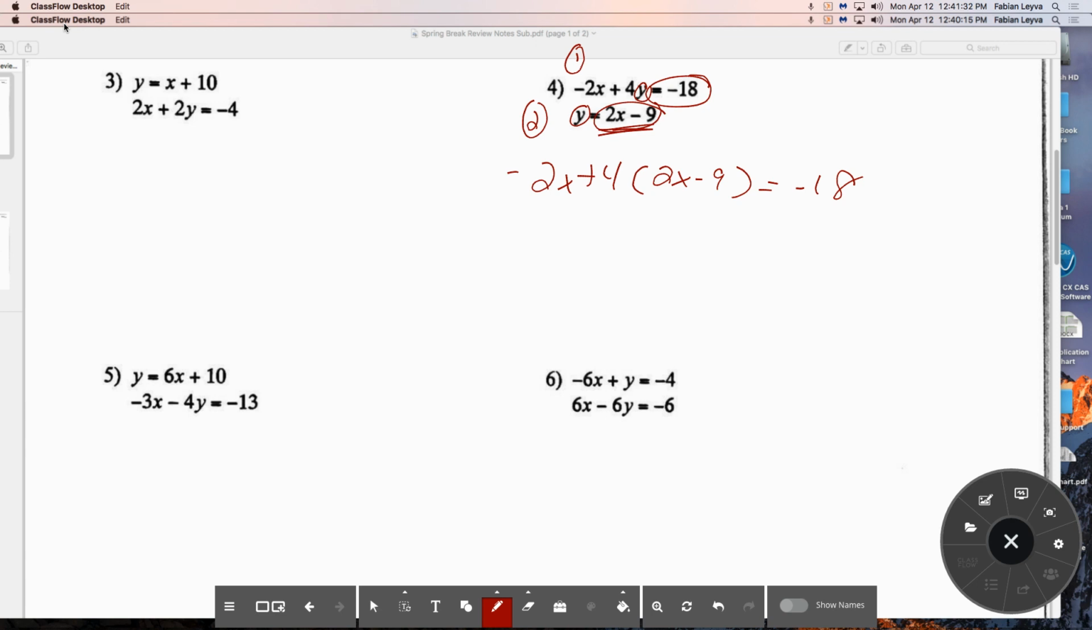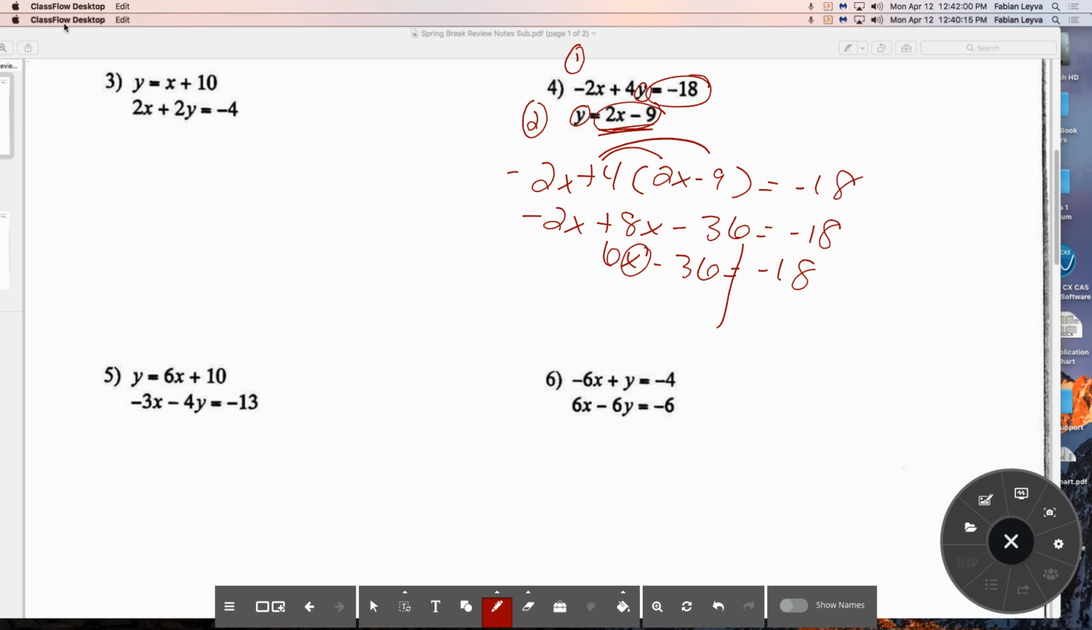And now I can ignore my system and just solve whatever I have. So notice I do have parentheses, so I'm going to get rid of those first. You end up with a negative 2x plus 8x minus 36 is equal to a negative 18. Okay? Now, notice that you have 2 x's, but they're on the same side. So how do I combine those? Just by adding exactly what you have. Negative 2x plus 8x is a positive 6x.